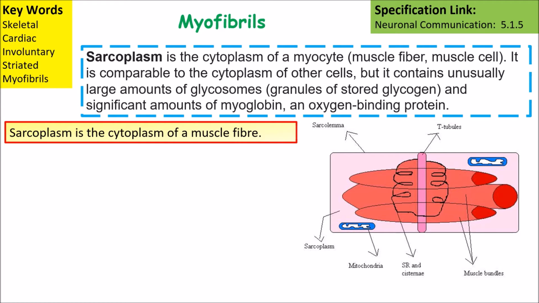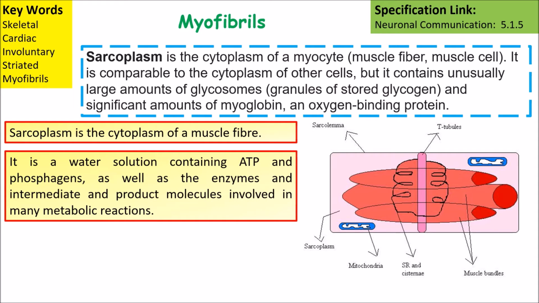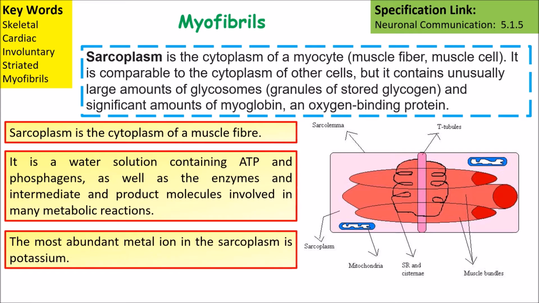So the sarcoplasm, like we just said, is the cytoplasm of the muscle fiber. It is a water solution containing lots of ATP and phosphagens, as well as other enzymes and intermediate and product molecules involved in metabolic reactions. The most abundant metal ion in the sarcoplasm is potassium.